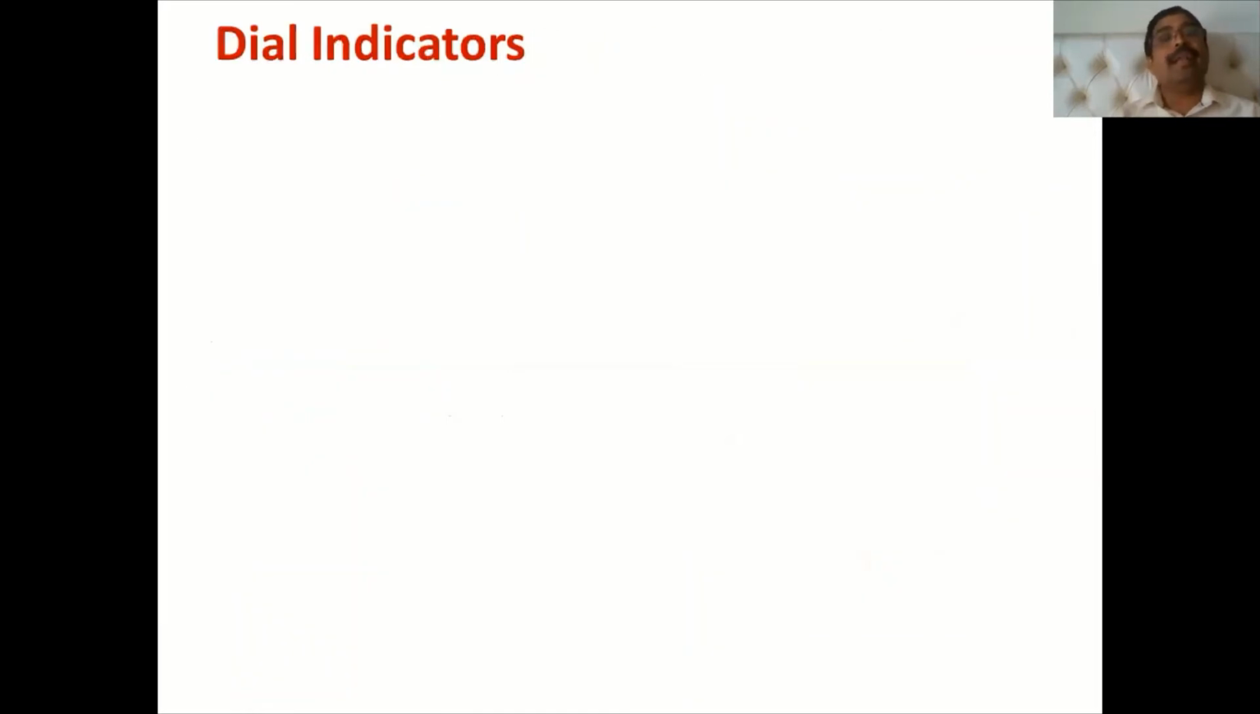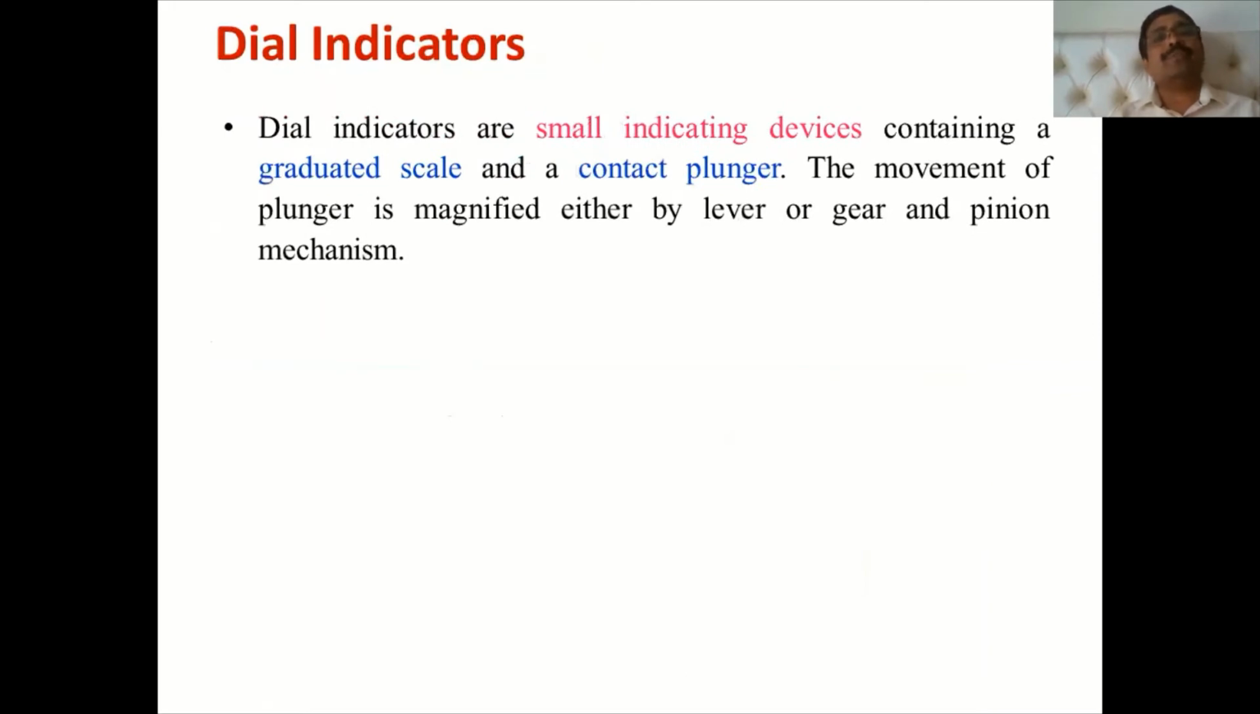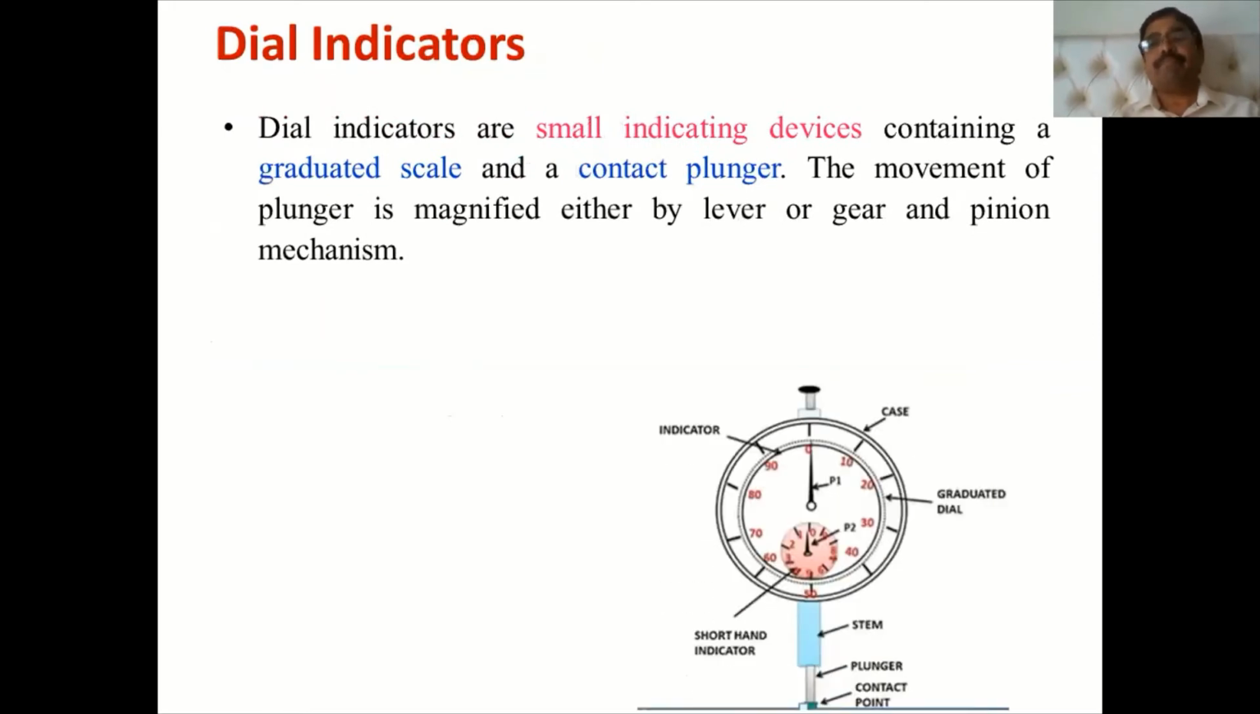In more detail, we are going for the dial indicators here. So here, students, just for the understanding again, it's very simple. A dial indicator is just a small indicating device. It's a very compact one. So naturally, in most of the industries we are using a dial indicator, and over that there is a scale.